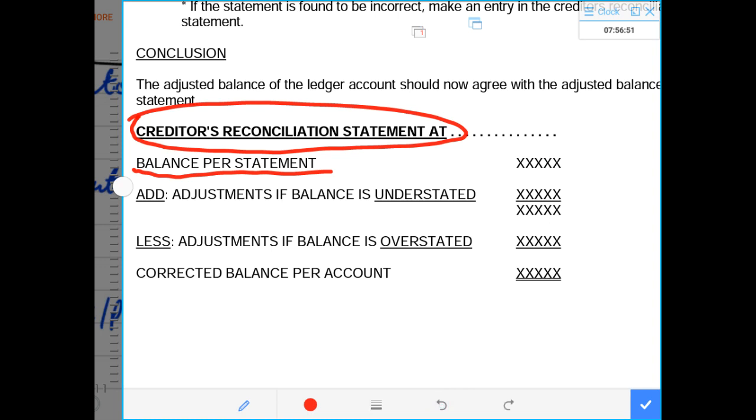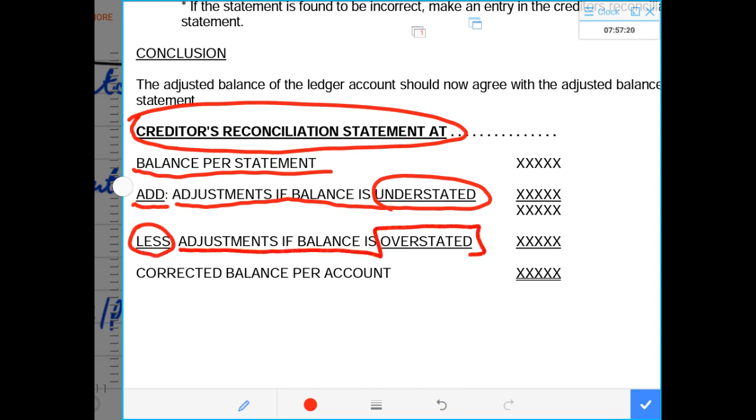There will be a balance per statement, which is an opening balance that we will find out sooner. Then it says we have to add adjustments if the balance is underestimated or understated, meaning the balance is understated by the amount that has been incorrectly recorded or omitted, therefore now we need to add that because it is underestimated. But we need to less the amount or an adjustment if the balance is overestimated. So now meaning we have to less.